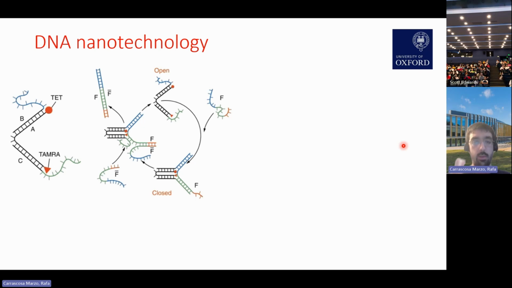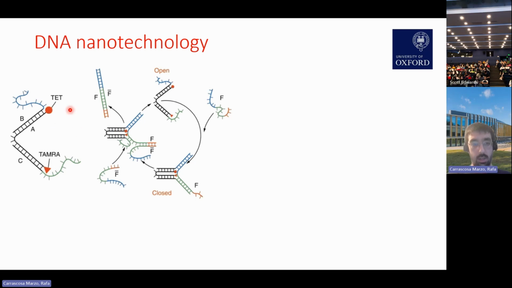I will take a bit of a look back at where DNA nanotechnology came from, because it's important to see the historical perspective. But just so that you have an idea, we make use of this base complementarity to create specific constructs, like the one that you see here or here, which is the same one but in a different state, and to drive changes in the conformation.